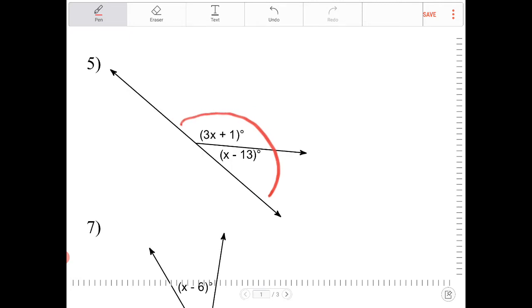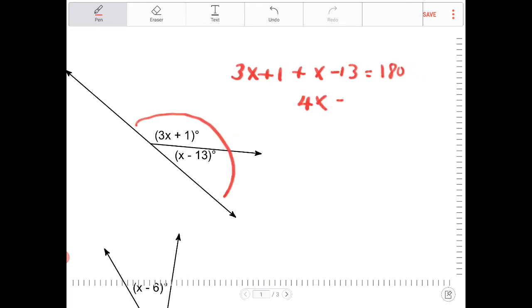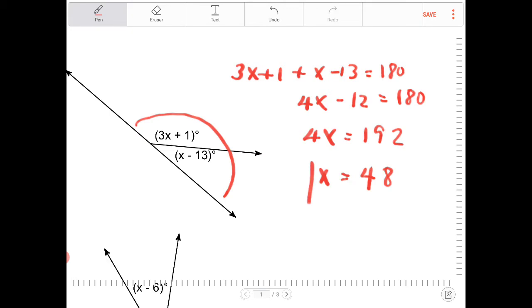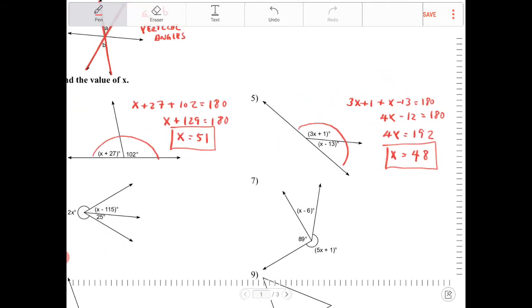So welcome back. This problem here is very, very similar. This is, again, 3x plus 1 plus x minus 13, and this is going to equal 180. So I know that this is 4x minus 12 is equal to 180, or in other words, 4x is equal to 192. If I divide both sides by 4, I will end up with what? 4 goes into 19 4 times, so that's 4. And with 32, that's 8. So x is equal to 48.